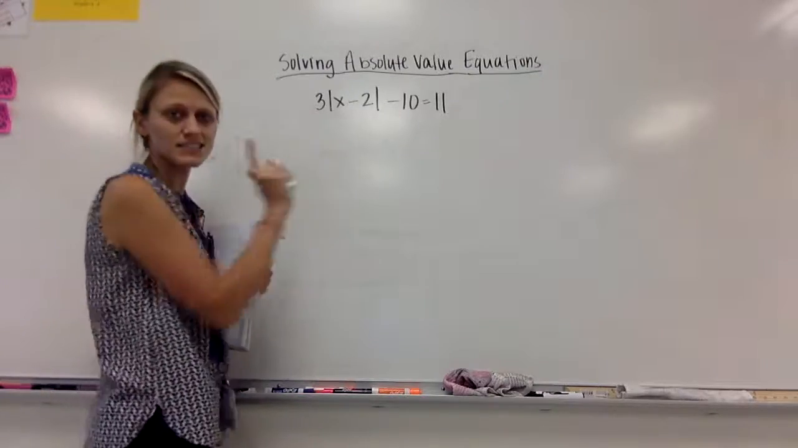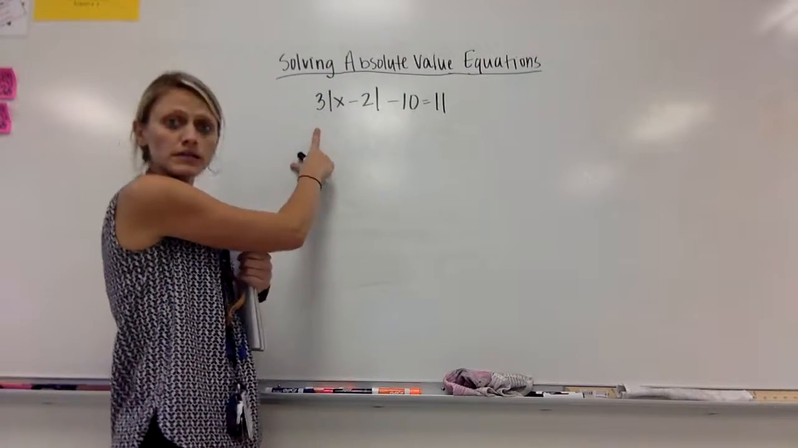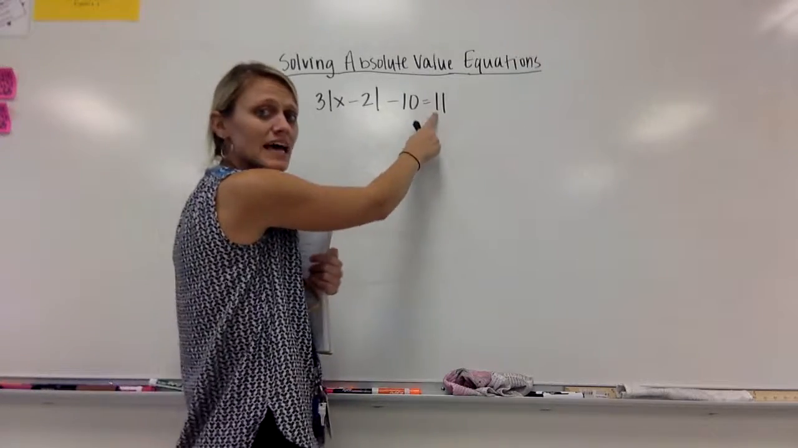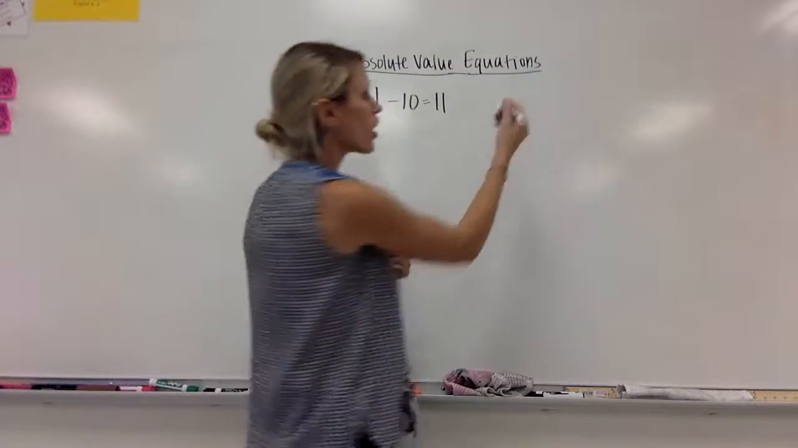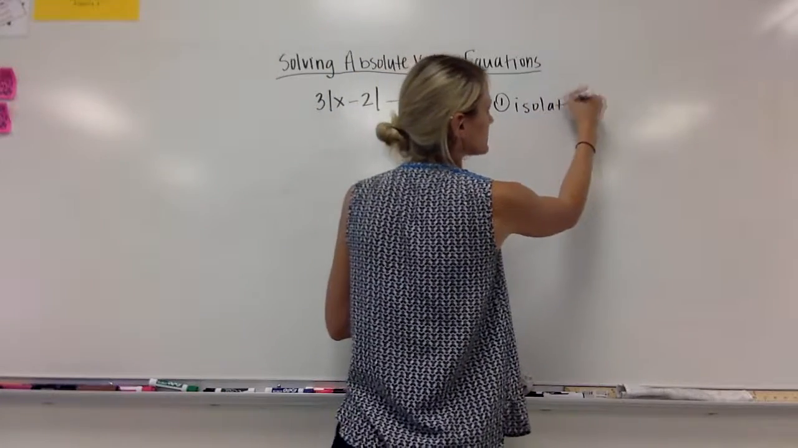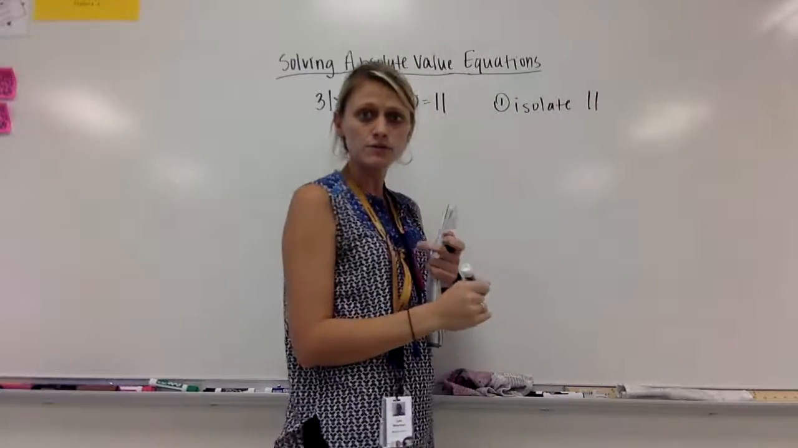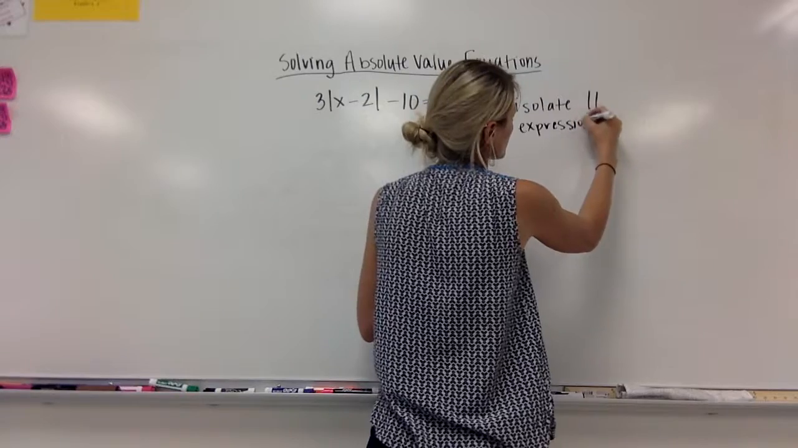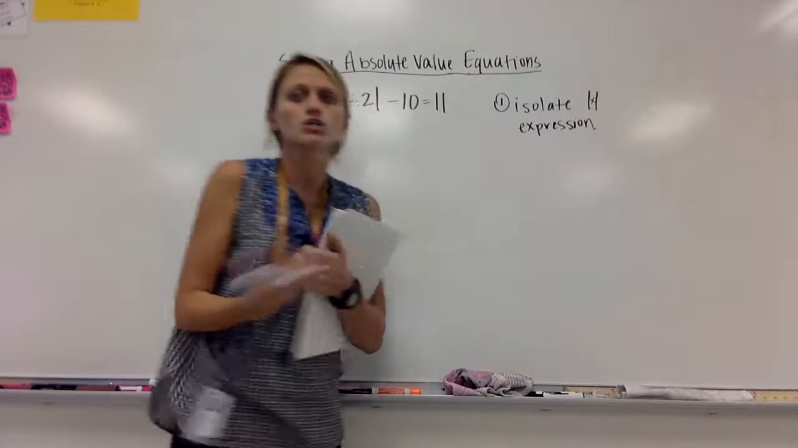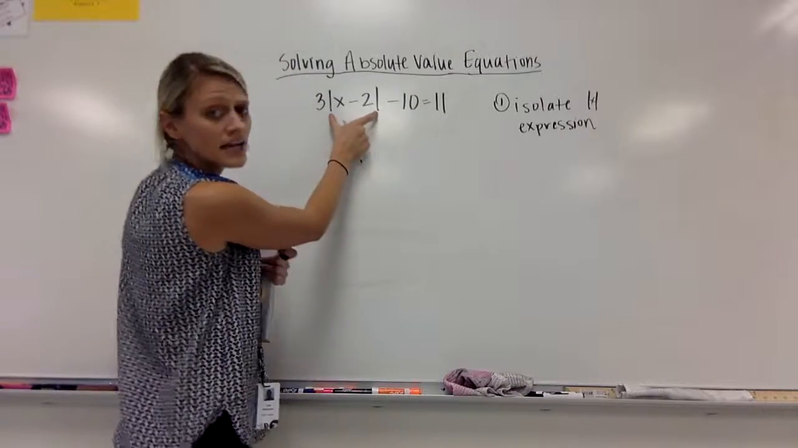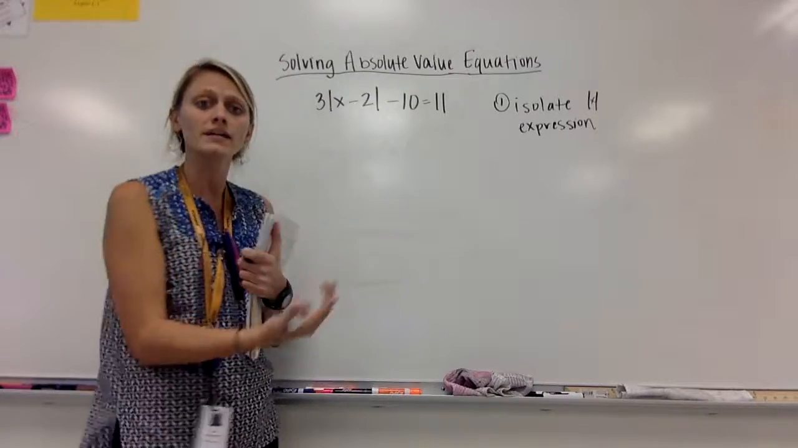So in this case, this is example 1. We've got 3 times the absolute value of x minus 2, minus 10, equals 11. Our first step is going to be to isolate the absolute value expression. Okay? So what you're doing basically is you're just isolating the absolute value expression. So we want this absolute value of x minus 2 by itself.